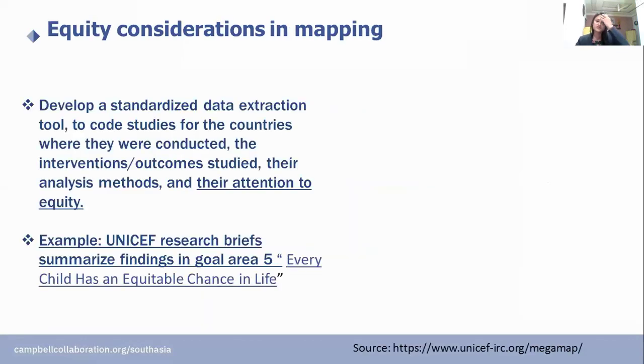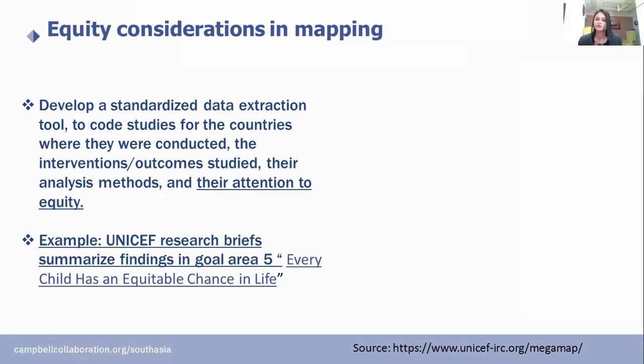I would also like to mention developing a standardized data extraction form to code studies for the countries, of course, where they are conducted, to code the studies for interventions and outcomes based on the framework or the sector that you're working on. And more importantly, to have attention to equity.